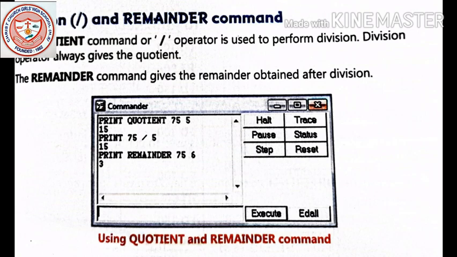Print space quotient space 75 space 5. So when you press enter, it will be 15. Now print space 75 then slash space 5, that means 15. Print remainder 75 space 6, there is 3 remainder. So this is it.